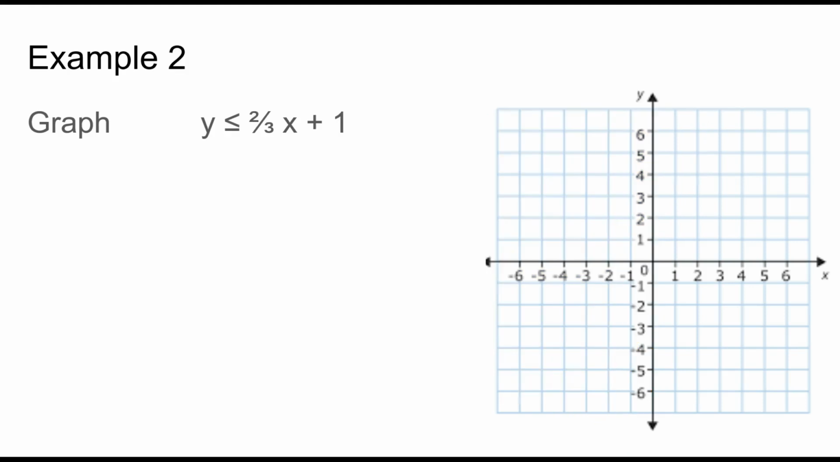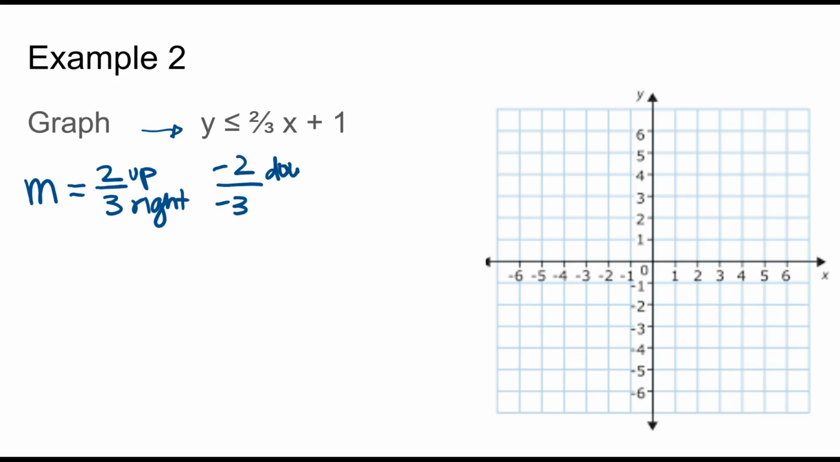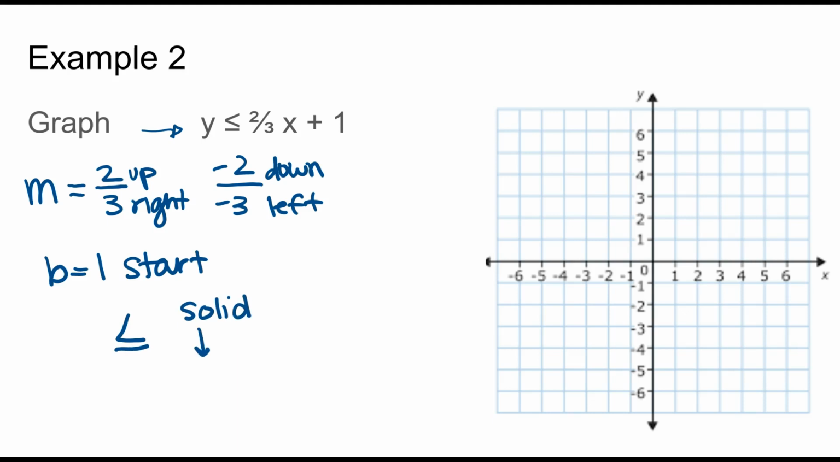Two more examples together. So it's already solved for y, so we're ready to use our slope, which is 2/3 up and to the right, -2 over -3 down and to the left, and our y-intercept is 1, that's where we're starting. For inequalities, we have one more step. We have to look at the symbol. Because of that or equal to, we know it's going to be a solid line. It's less than, so we're going to draw arrows down. All right, let's get some dots and connect them.